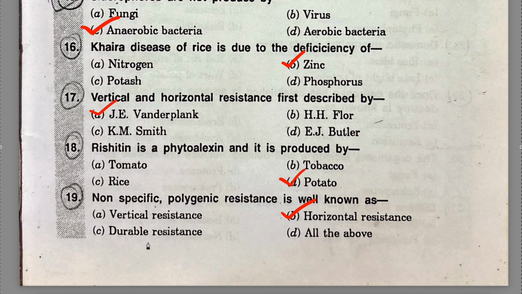Durable resistance is also called, means the vertical resistance is also called durable resistance. Why? Because vertical resistance is governed by what? Major genes. One or few major genes. So they are durable. On the other hand, horizontal resistance is not durable and is governed by many minor genes. That's why they are called polygenic. Poly means many genes are included and they are non-specific, whereas vertical resistance is specific.